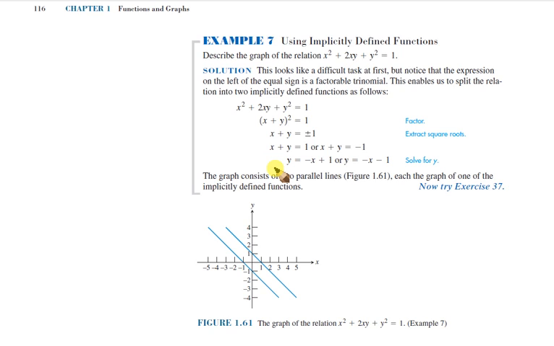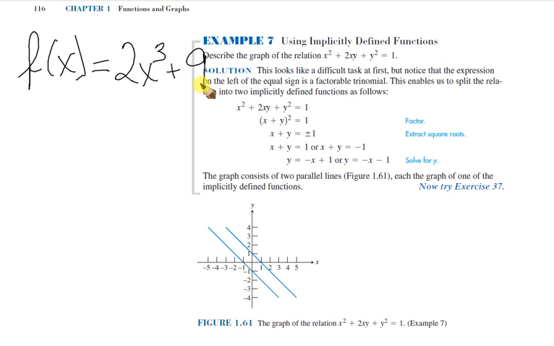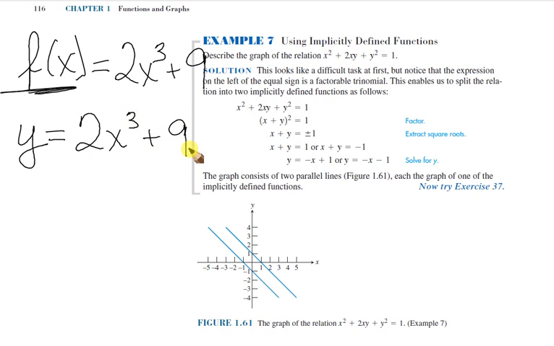Normally we like to have our functions already solved for y. So you'll see functions like f of x equals something, 2x cubed plus 9, okay? And it's already solved for y, so f of x represents y, and it represents the y-axis. We would have y equals 2x cubed plus 9.